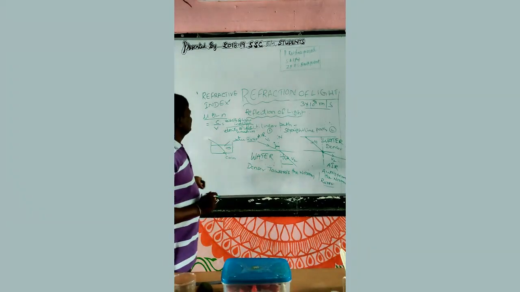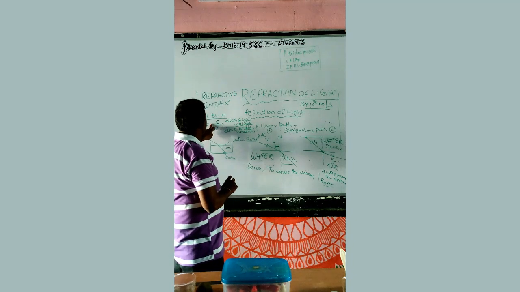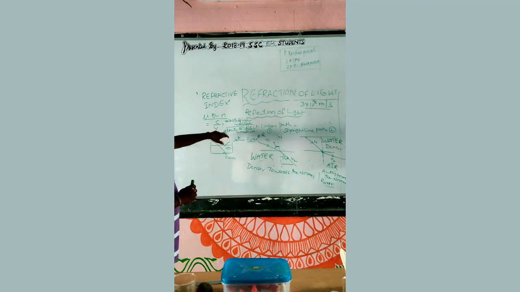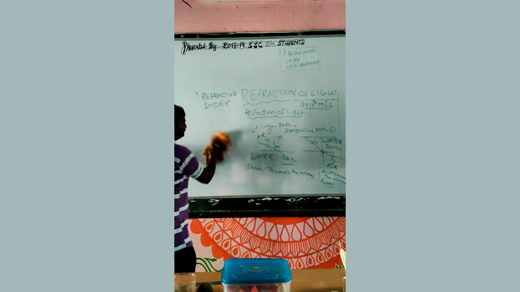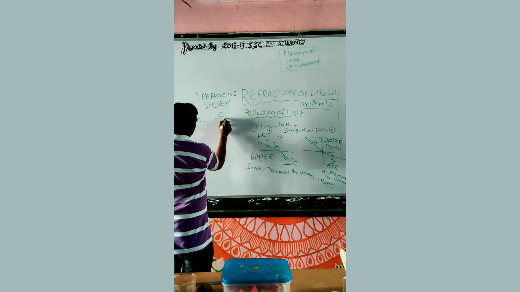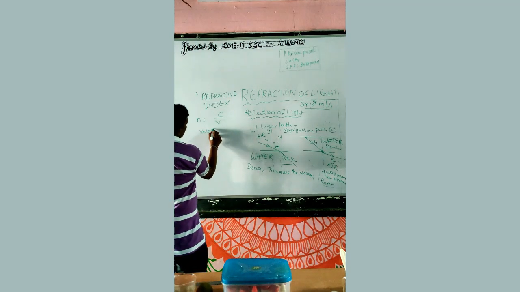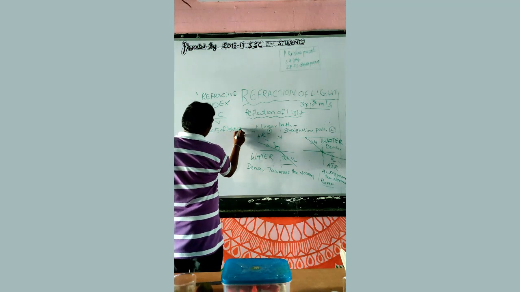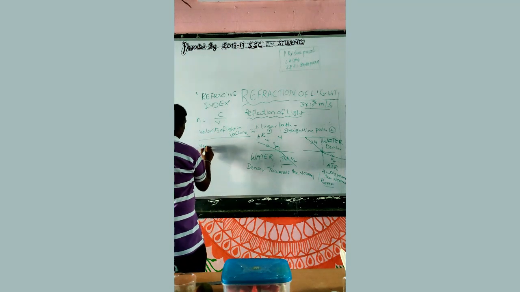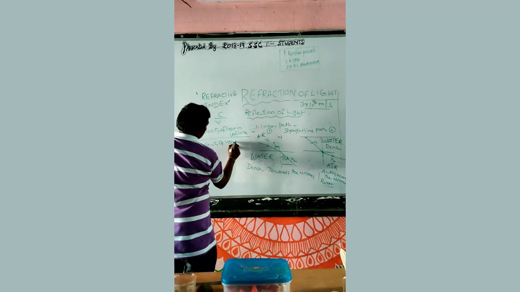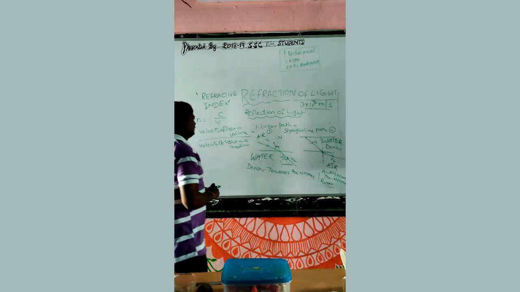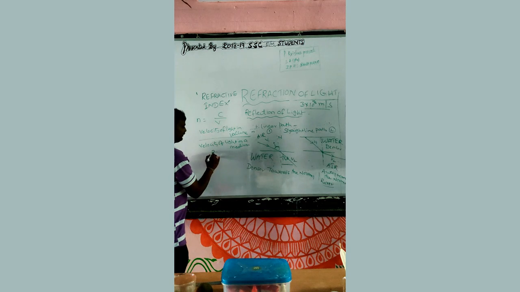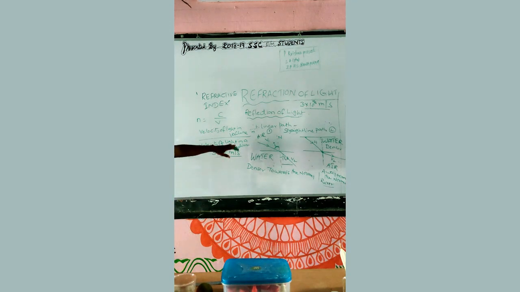What are the measurements for this? This is a ratio, that's why there are no units for refractive index. c means velocity of light in vacuum. v is the velocity of light in a medium. The value of c is fixed, 3 × 10^8 m/s. The value of v depends on the medium.